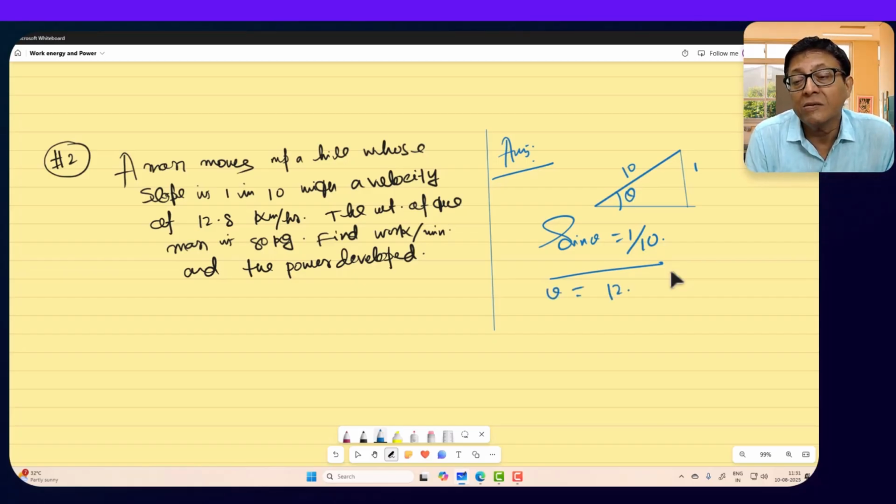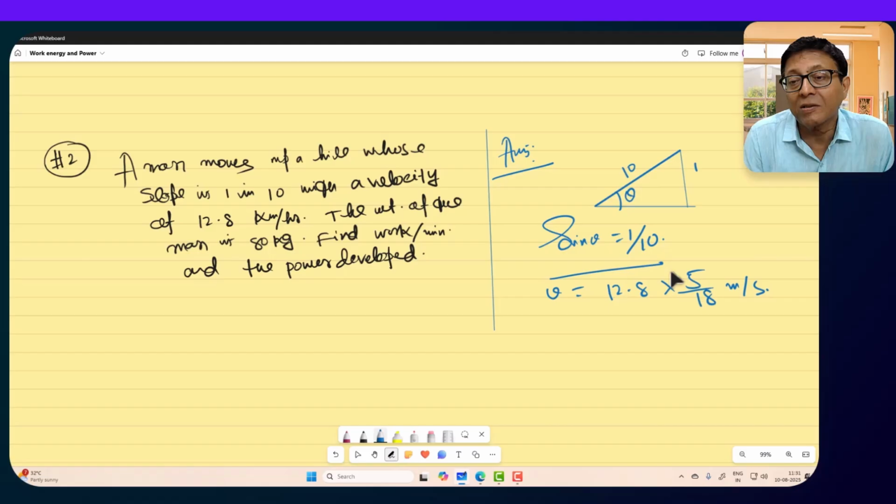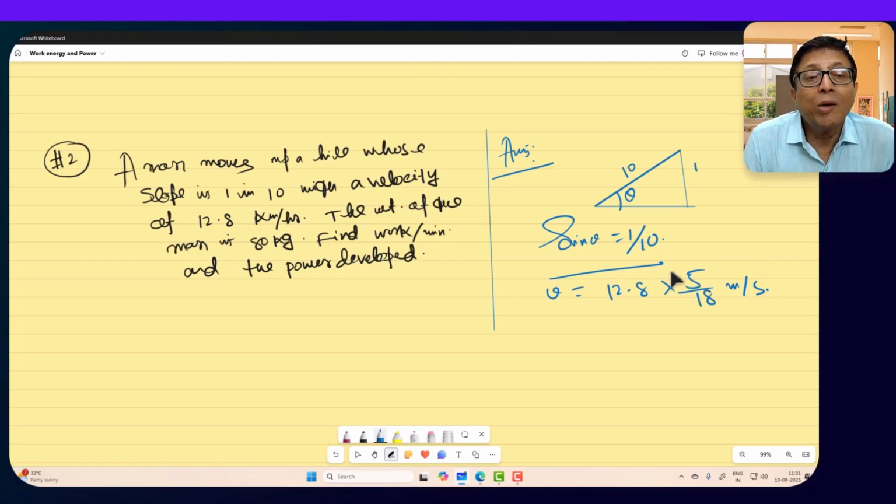Velocity is 12.8 times 5 by 18 meter per second. We need this unit to calculate work done per minute and then the power developed. Weight of the man is given, 80 kg.